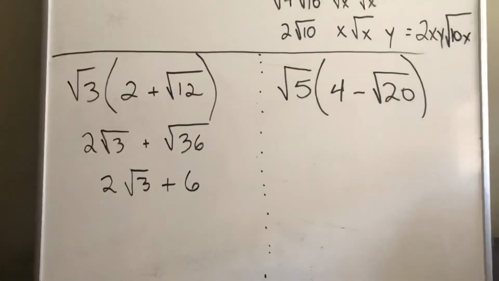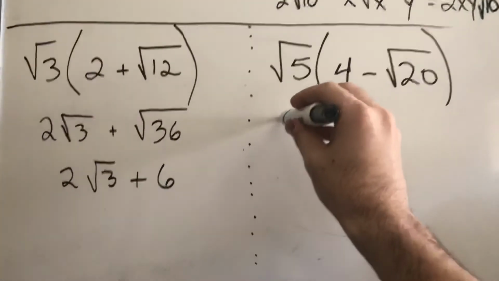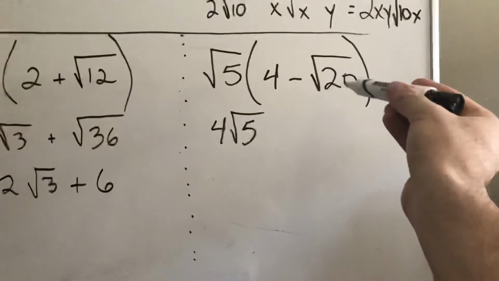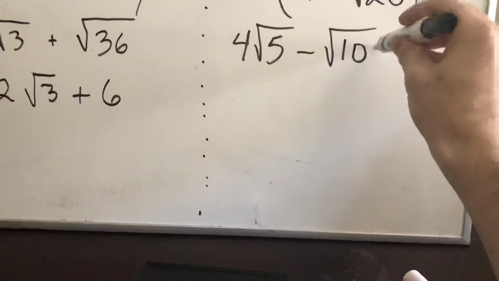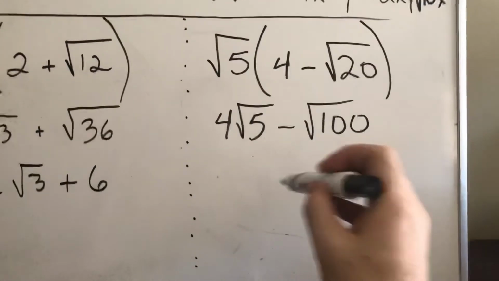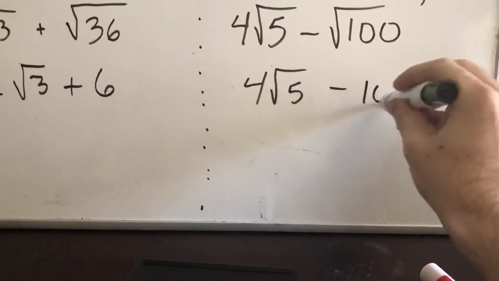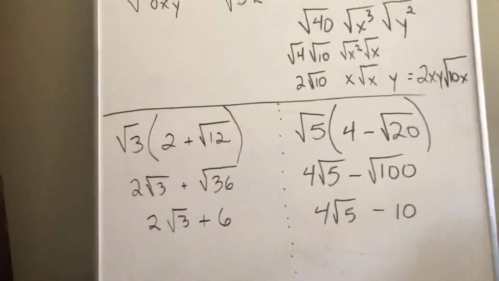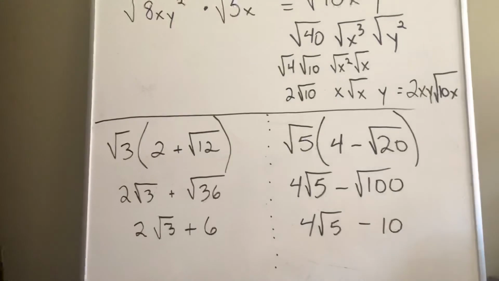Hit pause and continue. Distribute root 5 to 4. Distribute root 5 to negative root 20, so minus root 100. Root 100, better see it's 10. And that's complete. So pretty thorough examination of multiplication. Next lesson we'll look at division and something called rationalizing.